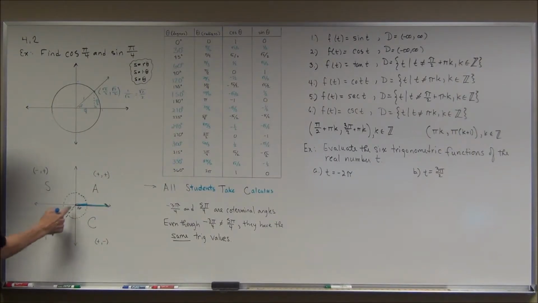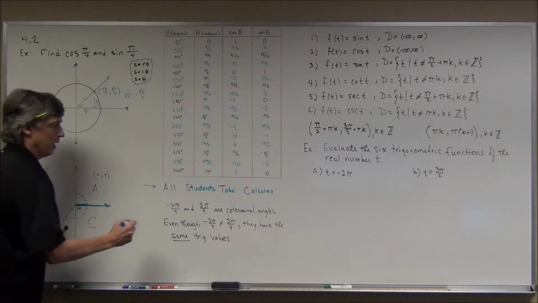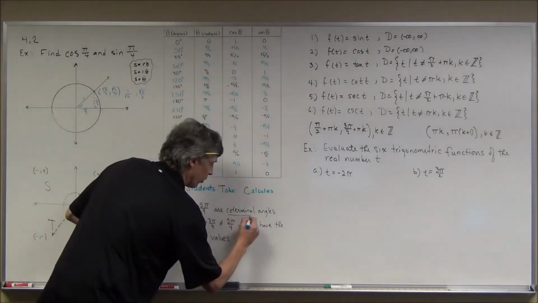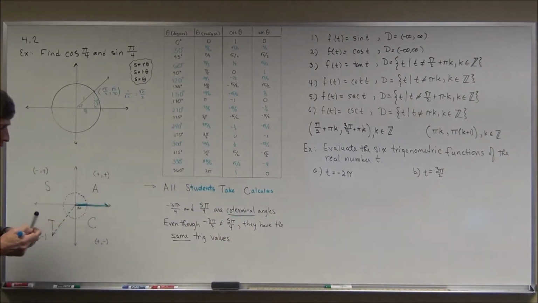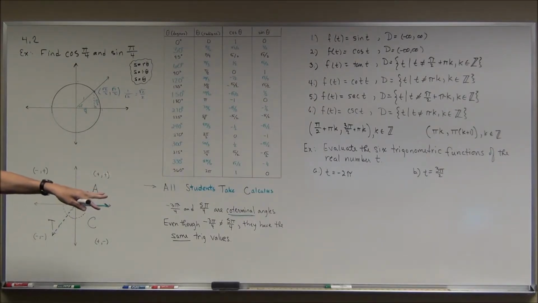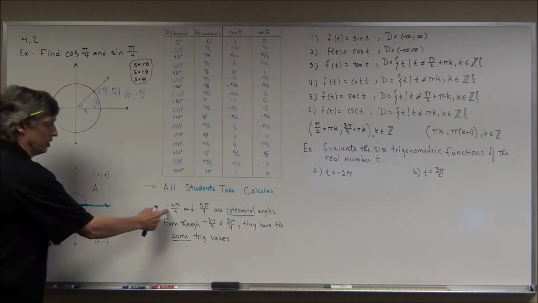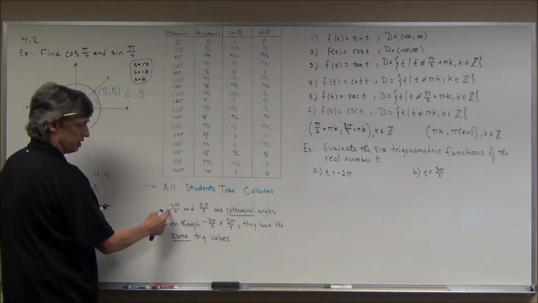I end up with the same terminal side, the same terminal ray. So therefore, as I think I've mentioned before, these are coterminal angles. Coterminal angles are any two angles that, when in standard position, have the same terminal side. The nice thing about coterminal angles is that even though the angles are different, these are clearly different measures. This is negative, this is positive.